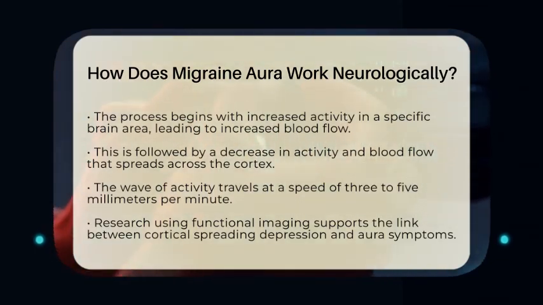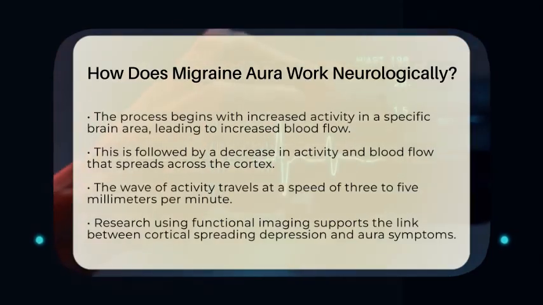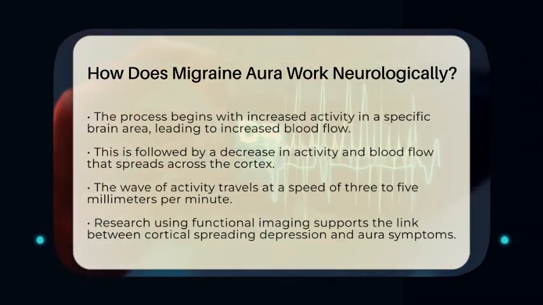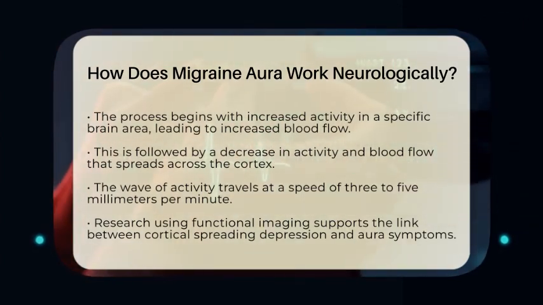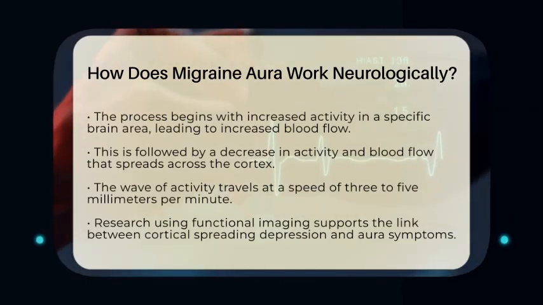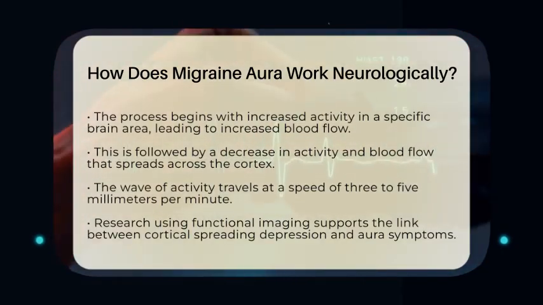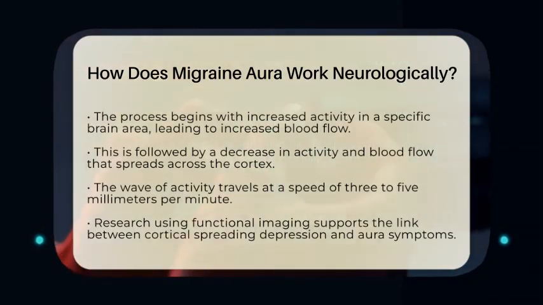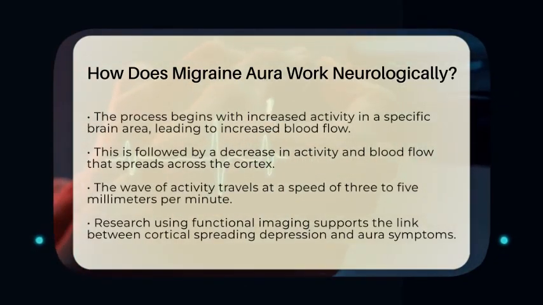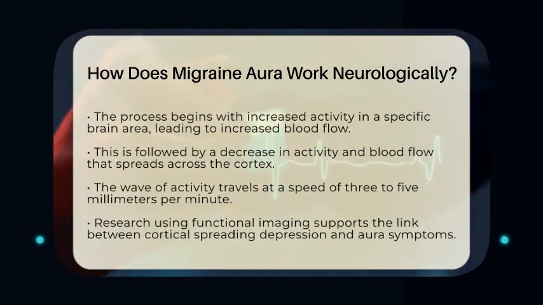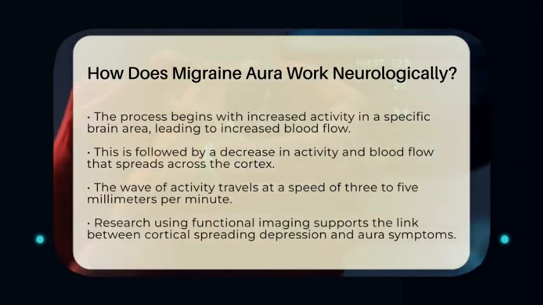This is followed by a decrease in activity and blood flow that spreads slowly across the cortex. This wave travels at a speed of about 3 to 5 millimeters per minute. As it moves, it correlates with the symptoms of aura, especially those related to vision. Research using functional imaging has shown these changes in blood flow and electrical activity during aura episodes. This supports the idea that cortical spreading depression is the main mechanism behind these symptoms.